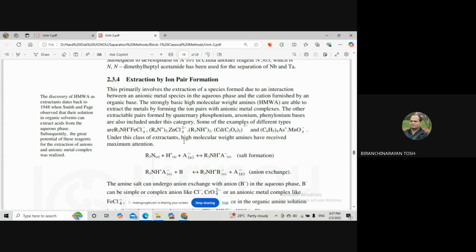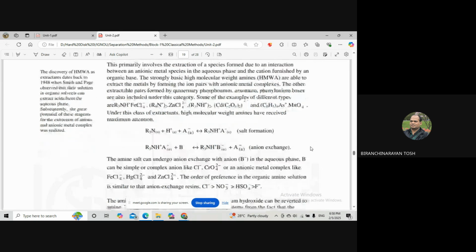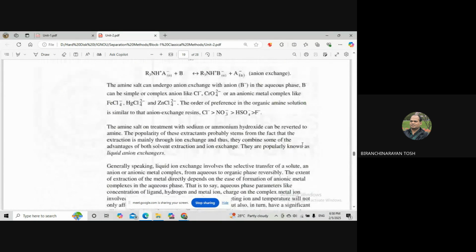Under this class of extraction, high molecular weight amines have received maximum attention. So amines can be used for this ion pair formation.